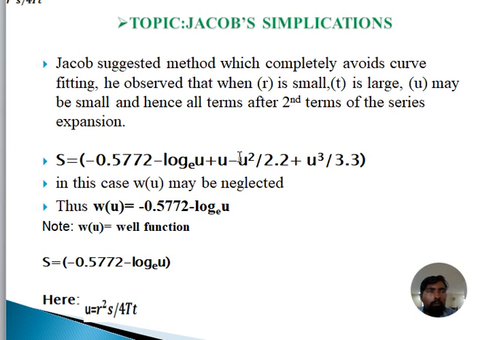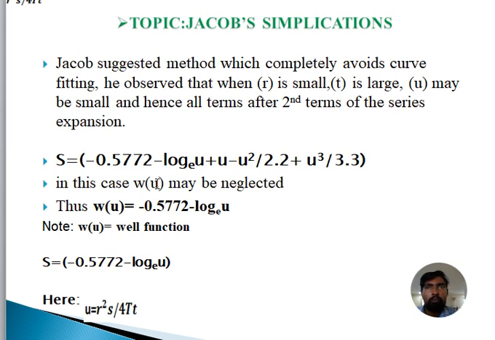So the Thais equation is S is equal to minus 0.5772 minus log base e U plus U minus U square by 2 into 2 factorial plus U cube by 3 into 3 factorial. In this case the higher terms may be neglected, because U is small, typically around 0.001. When U is very small, those terms are negligible. Then W is equal to minus 0.5772 minus log base e U, where W represents the well function.